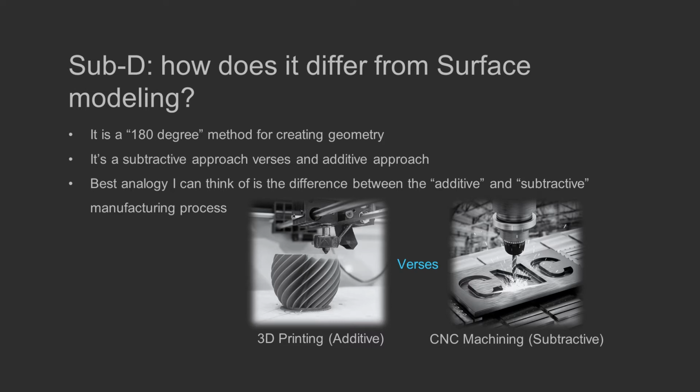And what I mean by that, and it's kind of my best analogy, is that if you think about the manufacturing process of 3D printing versus CNC machining, one is an additive process, so it's adding material to create the form, whereas CNC machining is subtracting from existing material to create the form. And I think there's somewhat of an analogy there between that and comparing sub-D modeling and surface modeling.